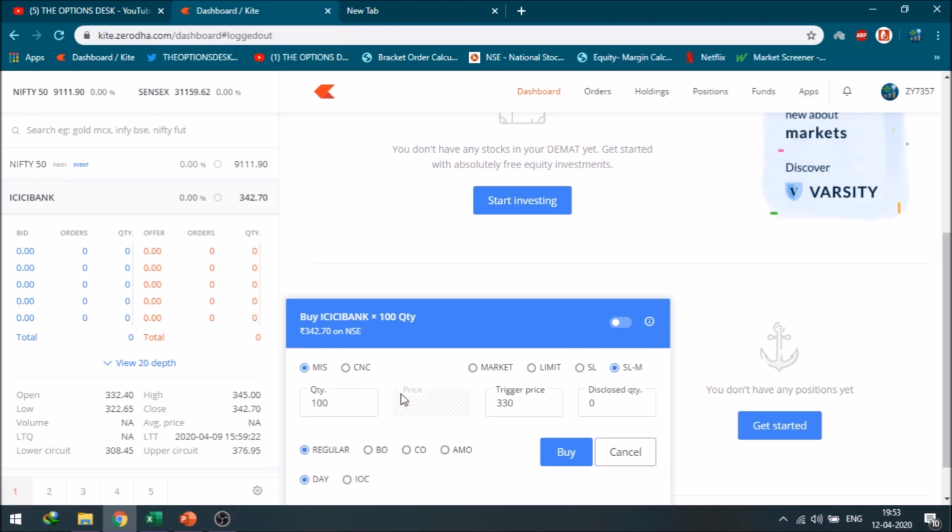So now understanding the regular order. When you are day trading, you can select the regular order, day. There is no need to change the orders.